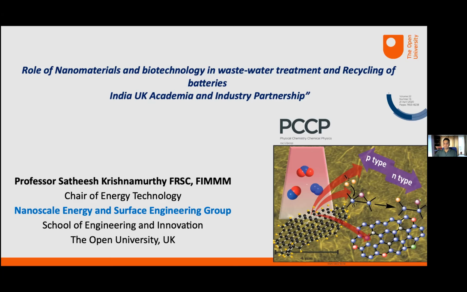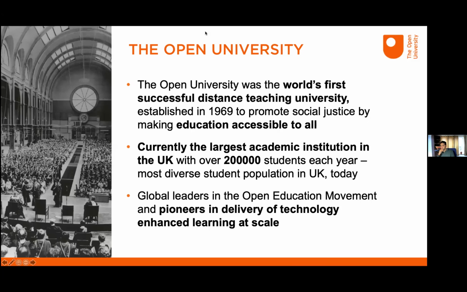Just to give a bit of flavor of what the Open University is. As many of you may not know, the Open University is the world's first successful distance education university. It's more than 50 years old. Every year we recruit about 200,000 students, and so far more than 10 million students have graduated through our streams. We are one of the global leaders in the open education movement.